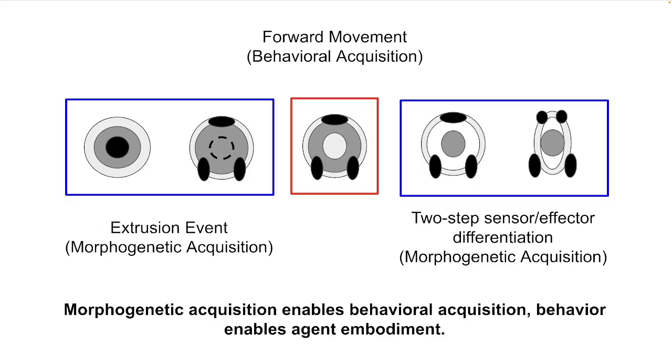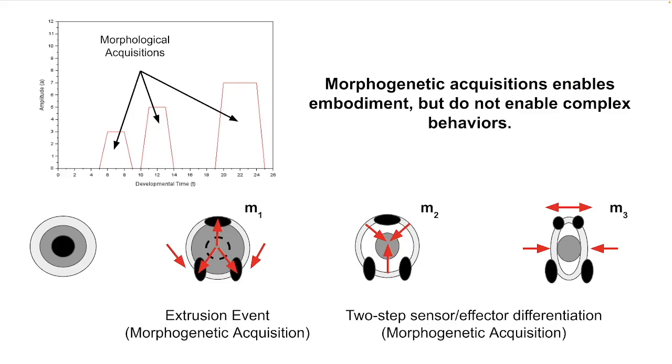So this is an example of forward movement as a behavioral acquisition. We have this precursor morphogenetic acquisition, which is this extrusion event that yields the components of the sensors and effectors. Then we have the actual behavioral acquisition of forward movement. And then on the right, we have this two-step sensor effector differentiation. In this case, morphogenetic acquisition enables behavioral acquisition. Behavior enables embodiment. And this also summarizes another case where we have three morphogenetic acquisitions that enable embodiment but don't enable complex behaviors.